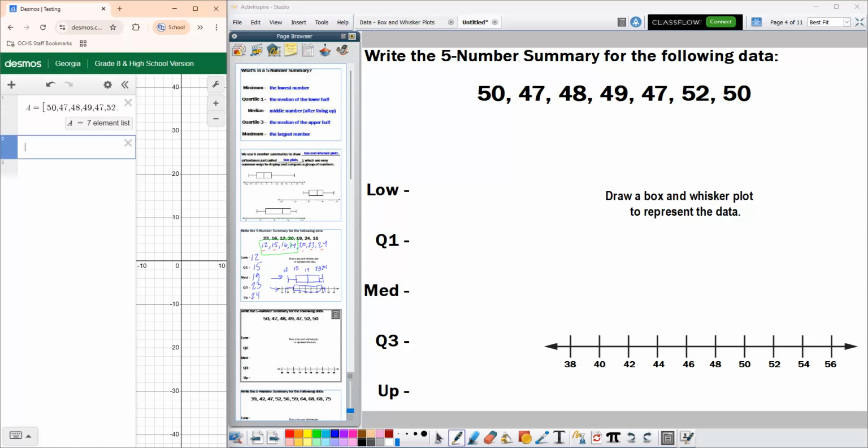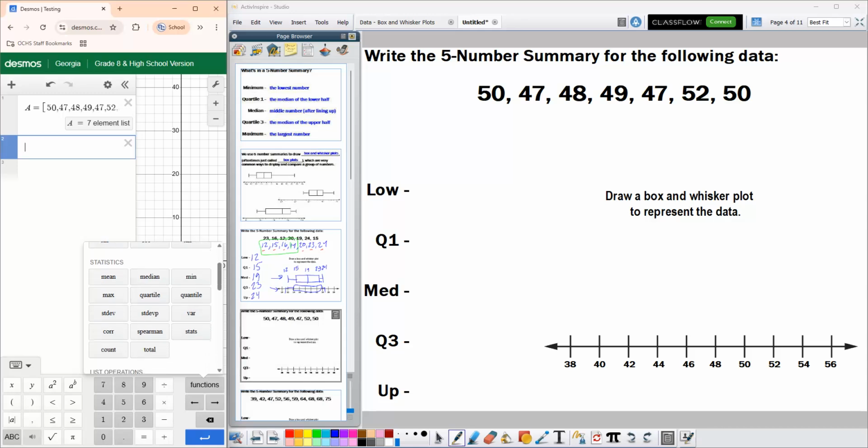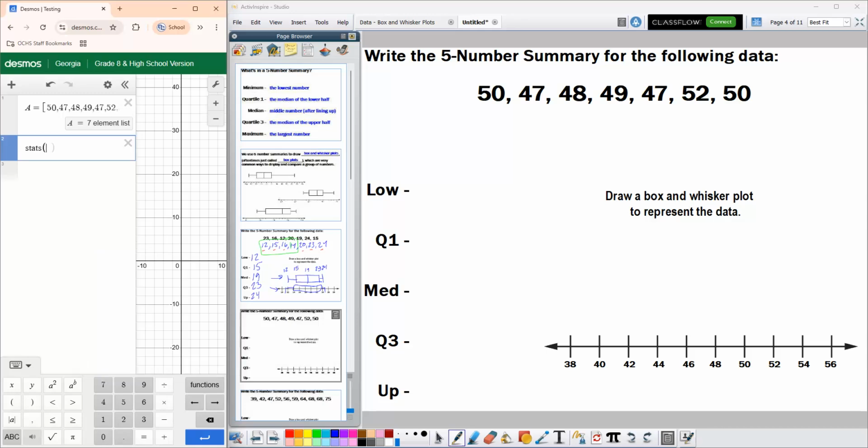Nice and easy. So I have A equals all those numbers. The brackets are in there. The commas separate all of them. And there is a magic function. So I'm going to click on functions down here, and I'm going to look down here in the statistics area right here. And the magic one for this is stats. And if I find the stats of A, it gives me my minimum, my Q1, my median, Q3, and max.